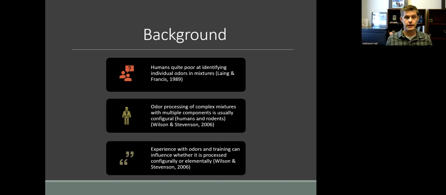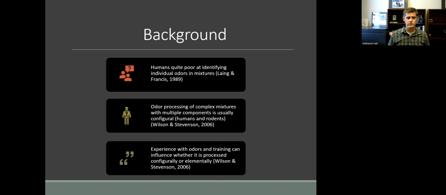Nonetheless, when it comes to complex odor mixtures, we know that humans are really quite poor at identifying individual components in mixtures. Once we mix 5 different chemicals together, it becomes very hard for humans to identify those individual components. When it comes to odor processing of very complex mixtures, we have different ways of processing them. One is called configural and another is called elemental. We'll break these down in just a second.